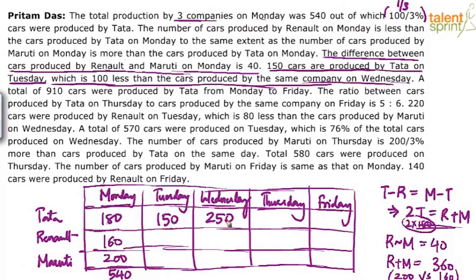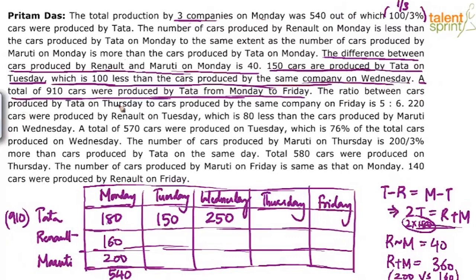I'm not writing those explanations. I'm just putting in the values, right? So this should be 250. A total of 910 cars will be produced by Tata from Monday to Friday. So the total for Tata is 910. See, out of 910 we have already got 3 values. We need 2 more values.